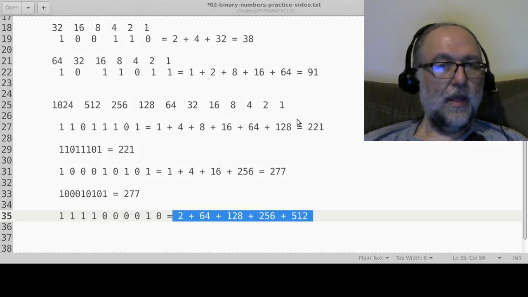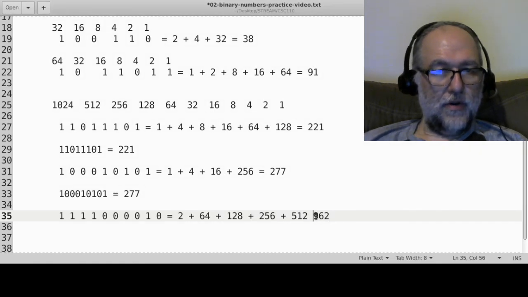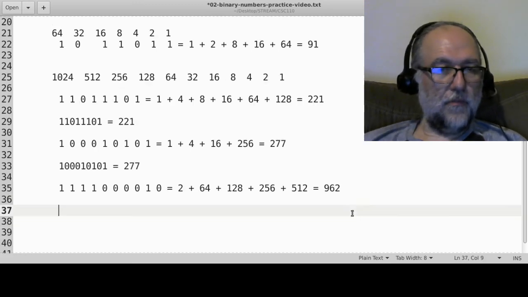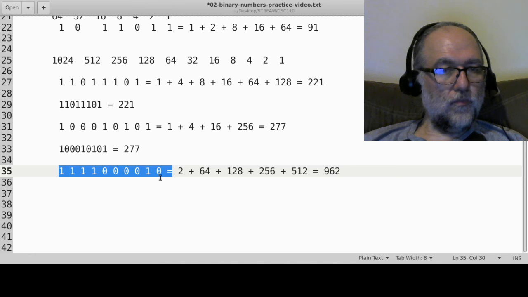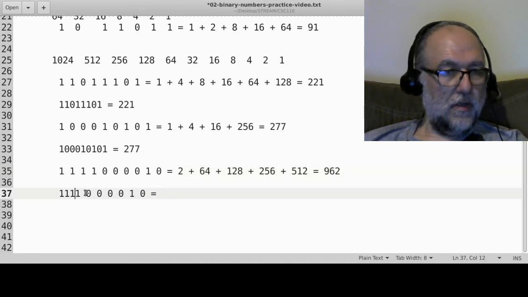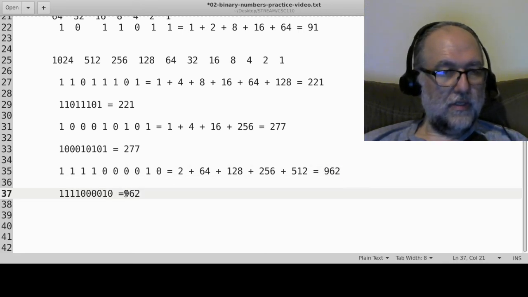And what's that equal to? That is equal to 962. So this huge number here, binary, get rid of all the spaces in between. That binary number there is equal to 962.